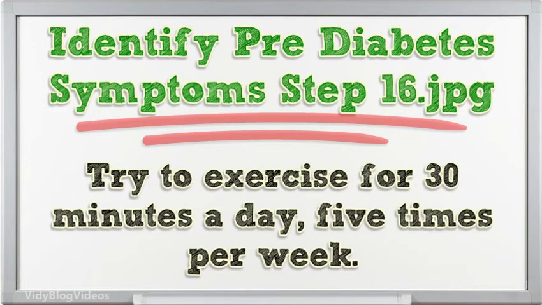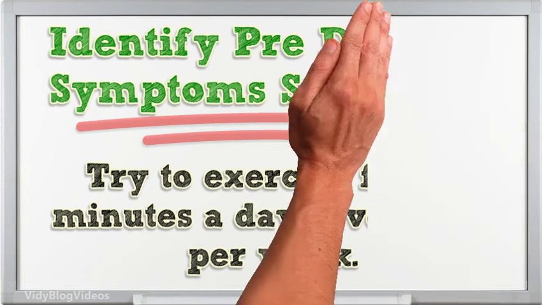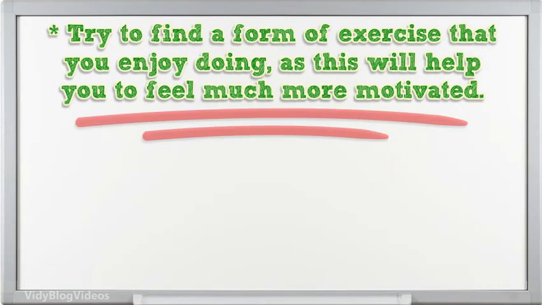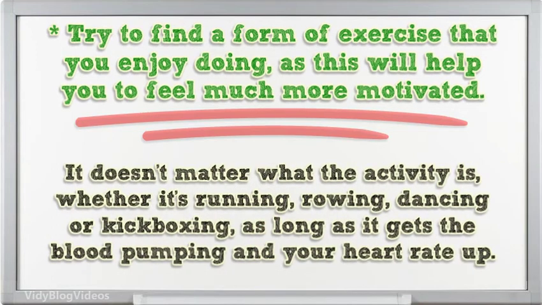Try to exercise for 30 minutes a day, 5 times per week. Try to find a form of exercise that you enjoy doing, as this will help you to feel much more motivated. It doesn't matter what the activity is, whether it's running, rowing, dancing or kickboxing, as long as it gets the blood pumping and your heart rate up.